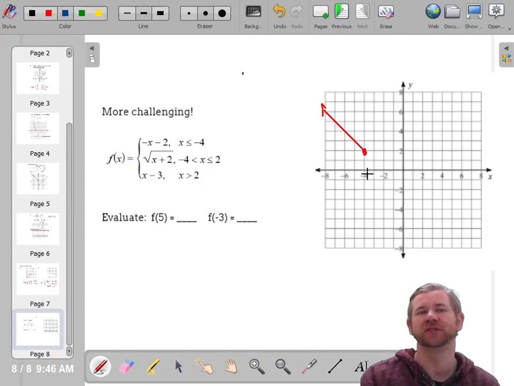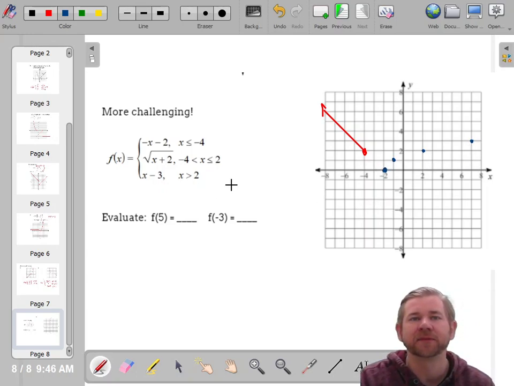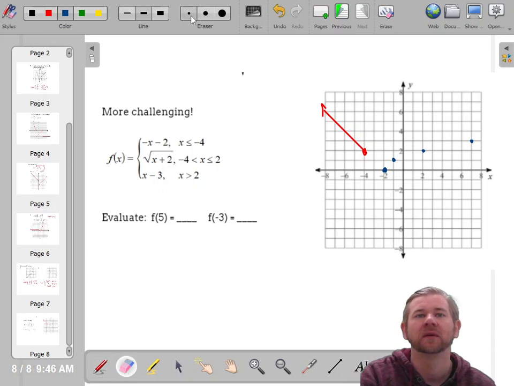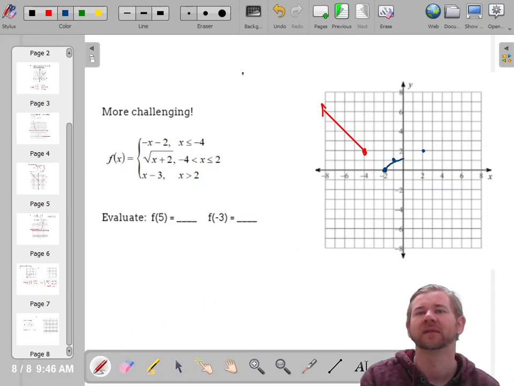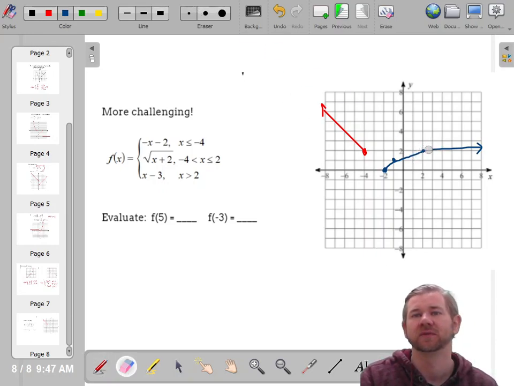Square root of x plus 2. So the square root of x plus 2 goes 2 to the left. And it would be, let's see, up 1 over 1, 1, 2, 3, 4. The square root of 4 is 2. And the square root of 9 is 3. So I'm just going over 9 up 3. And we use that between negative 4 and positive 2. Well, that doesn't go past negative 4. So it's going to look like this. Right? Oh, but it stops at 2. So chop off the end there.